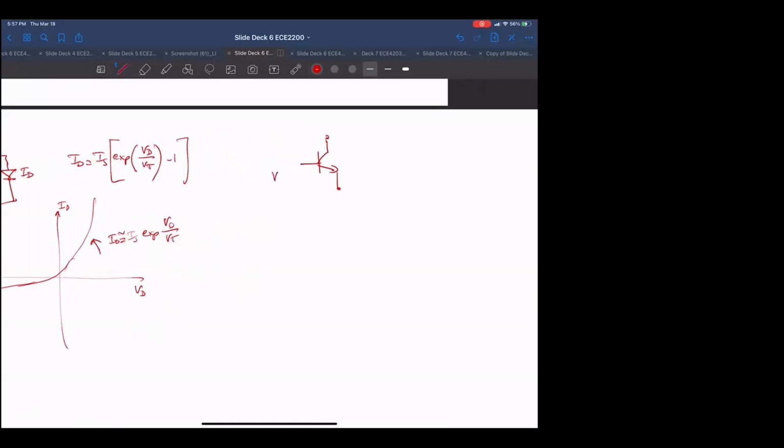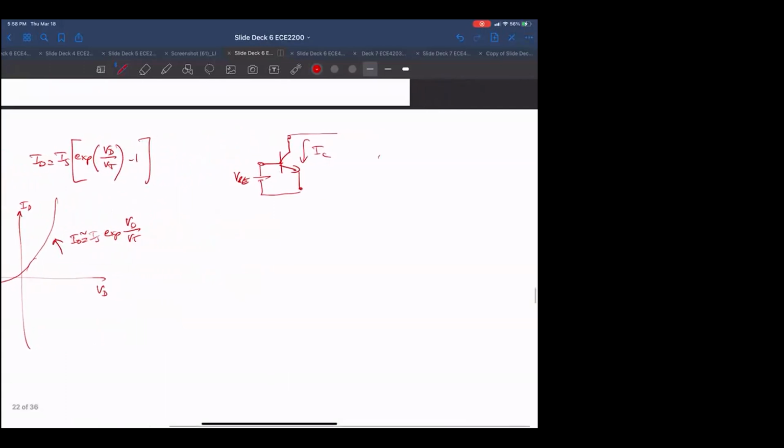And now what we basically gave ourselves is this transistor. Now we have, basically, this is what the voltages look like. So VBE is between these two nodes, and we're measuring the current going through here. Okay, and now we're saying that I sub C, the collector current, is going to have a similar look to it.